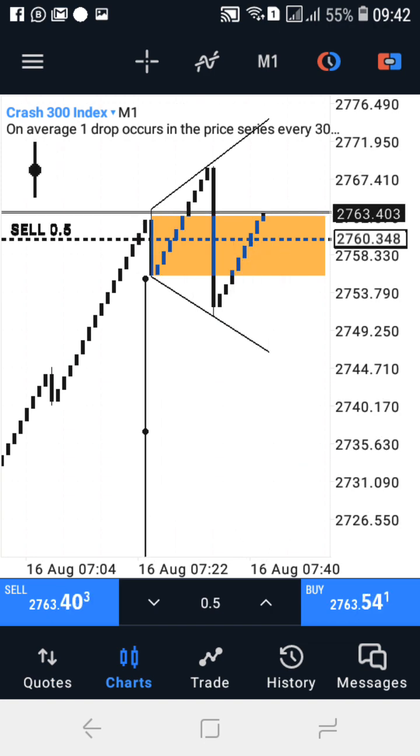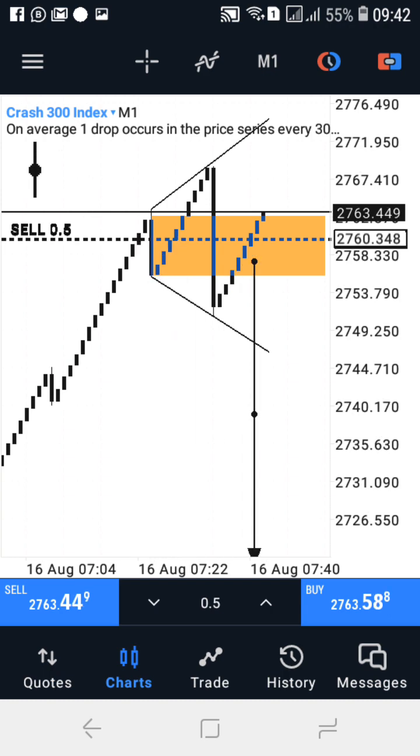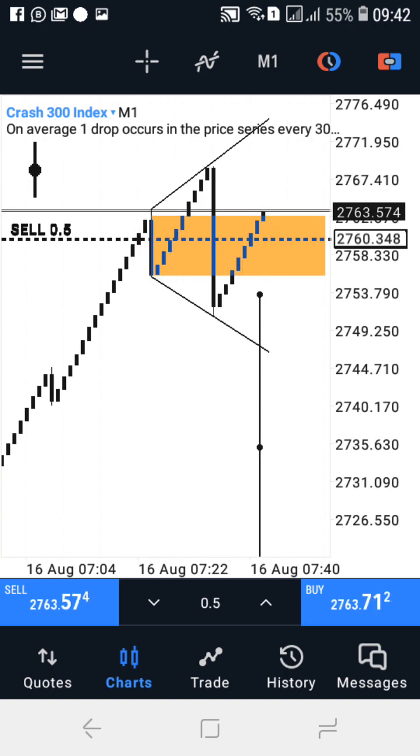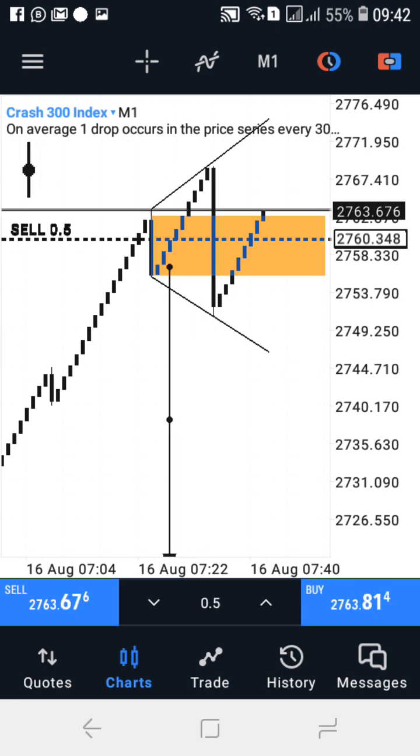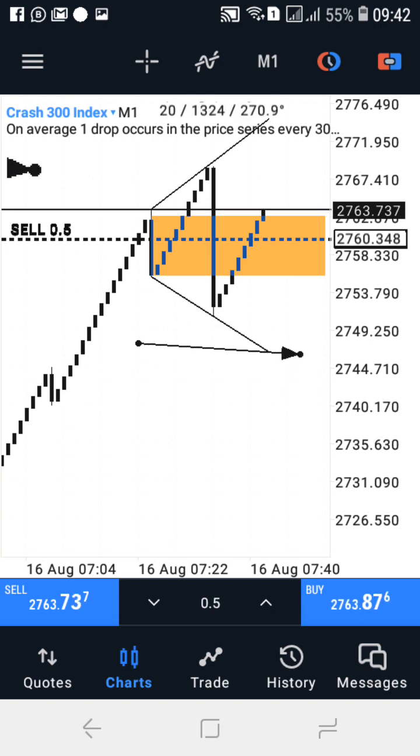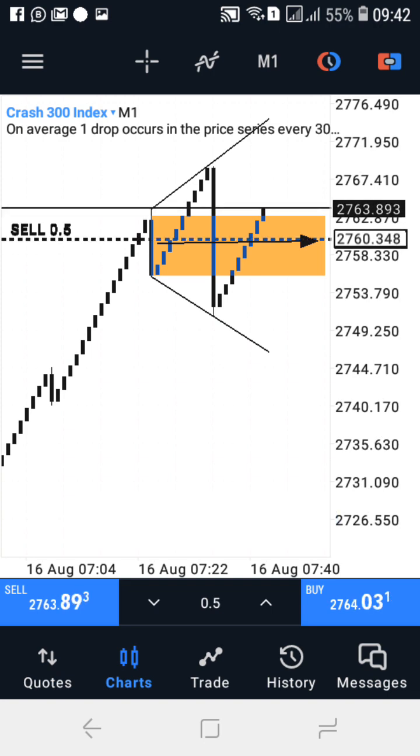You always have a breaker block on the 50% like this. Your breaker block is always on the 50%, this whole part here is the 50%. Now this is where your positions are going to be placed regardless of where price goes.